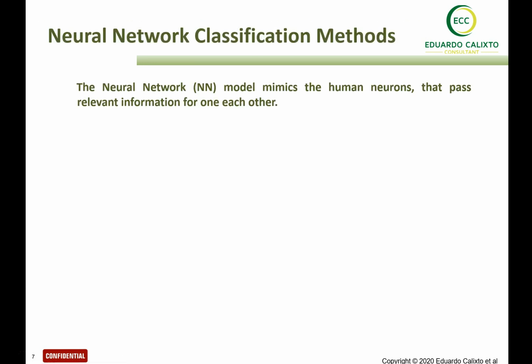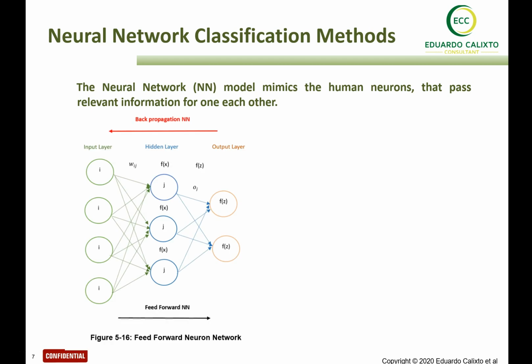So let's go to the neural network concept again. As we saw in a self-organized map model, we use a neural network. A neural network is a model that mimics human neurons that pass relevant information to each other. So our neural networks are organized in input layer, hidden layers, and output layers. Between the layers, we have the weights that enable us to get the functions that we have in the hidden layer and go to the output based on the output functions that we use.